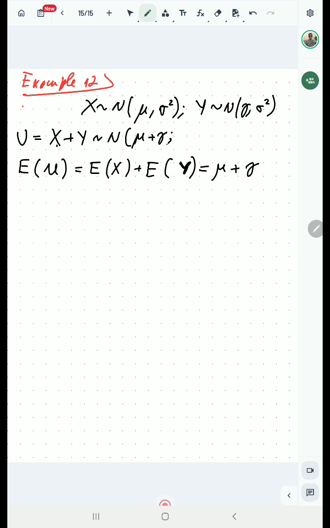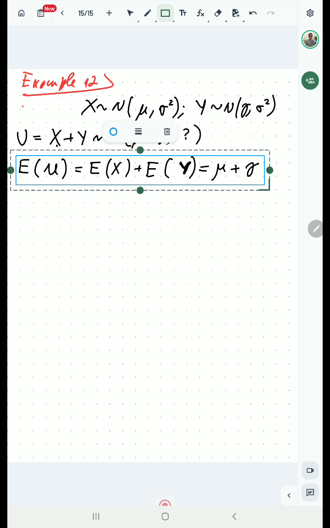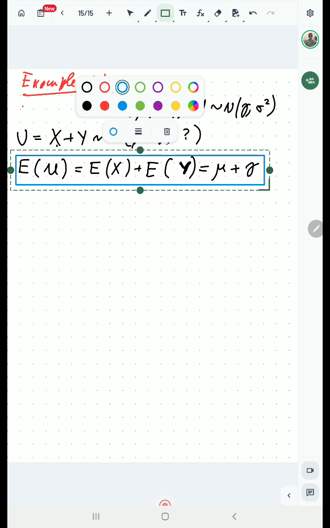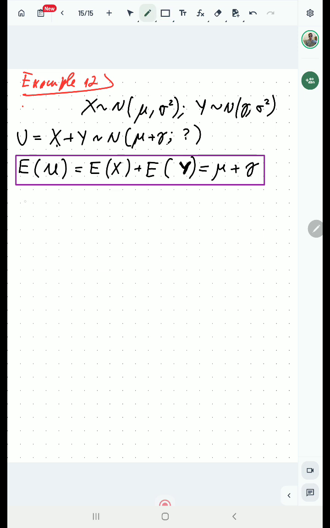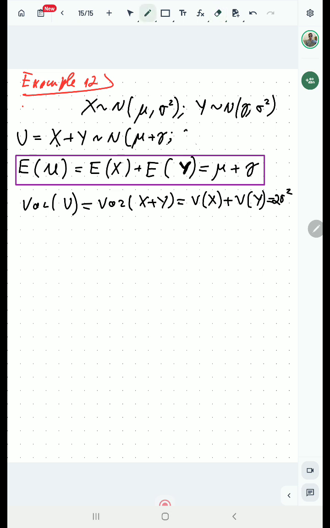Now let's have a look at the variance. Let me use this rectangle and a thicker line, maybe in pink. Okay, now let's move to the variance of u. We know that the variance of u is equivalent to the variance of x plus y, and that is going to be equal to, due to independence, the variance of x plus the variance of y. So there is no covariance term because we have assumed independence. We know that the variance of x and the variance of y are equal to each other, and they are equal to sigma square. Therefore, we got 2 times sigma square here.